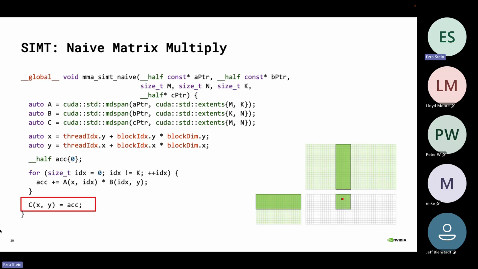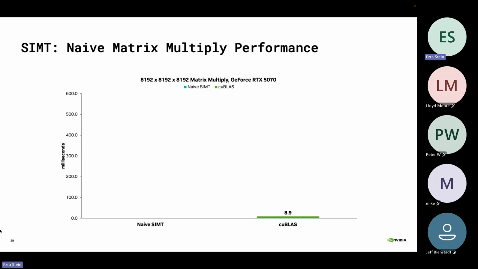So we can take a look at the performance of this code. I have a bar chart here, which is showing two things. We have the naive SIMT, which I haven't shown yet, and on the right we have the performance of CUDA on a large matrix. I'm running this just on a consumer GPU that's relatively new.